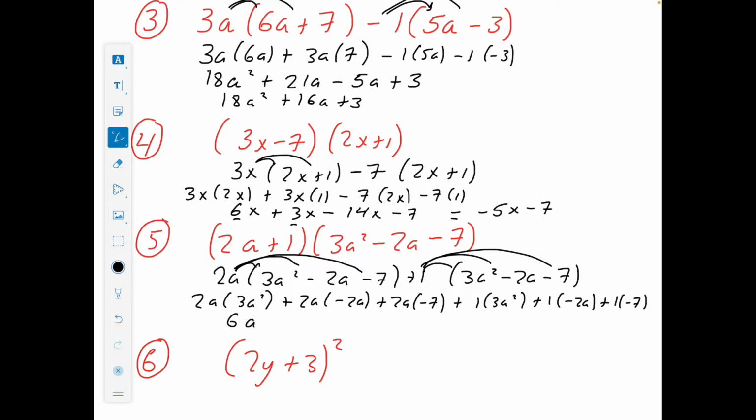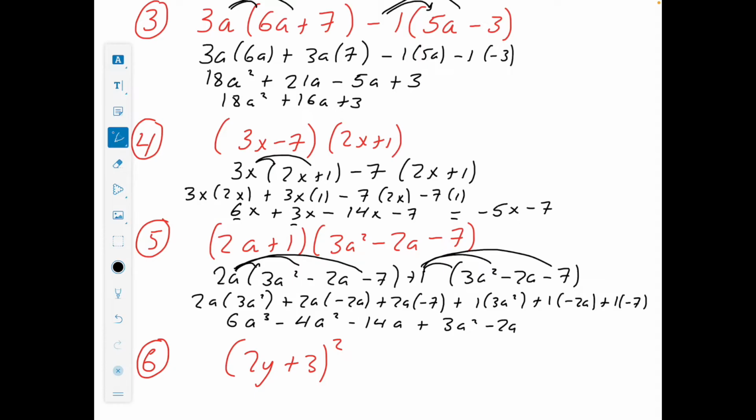Okay, I can do quite a bit of multiplying out here. So 2a multiplied by 3a squared, 2 by 3 is 6, and then a by a squared is a cubed. Need to learn that off by heart. Then we've 2a multiplied by minus 2a, that will give me minus 4, and a by a will be a squared. And then 2a multiplied by minus 7, that will give me minus 14a.